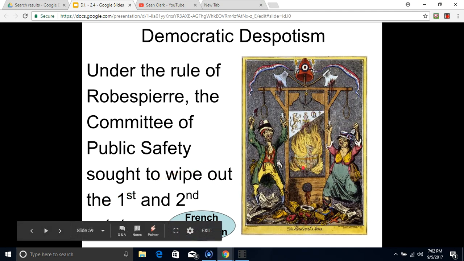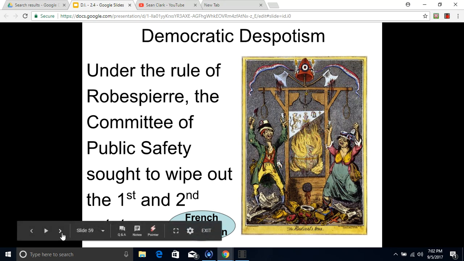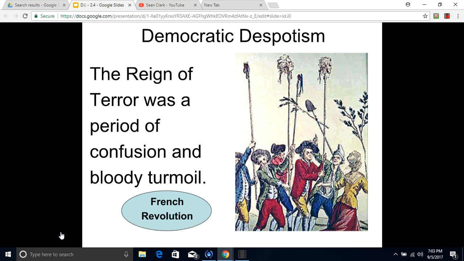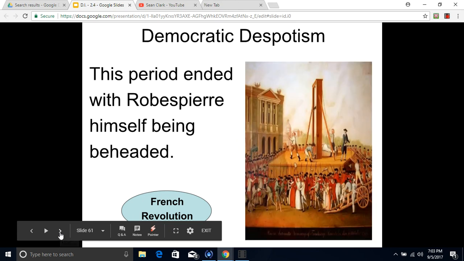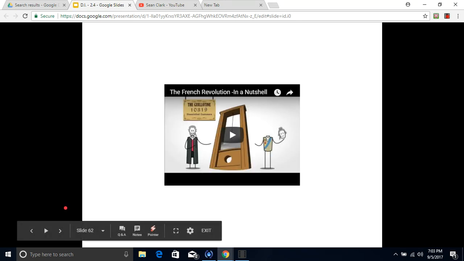Under the rule of Robespierre, the Committee of Public Safety sought to wipe out members of the First and Second Estates, and the guillotine became the symbol of that attempt. This period was known as the Reign of Terror. It was a period of confusion and bloody turmoil, 1792 and 3. This period ended with Robespierre himself being beheaded. He was accused of being a traitor to the French people and beheaded. The guillotine.